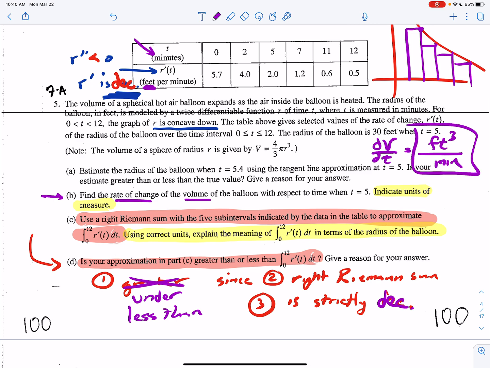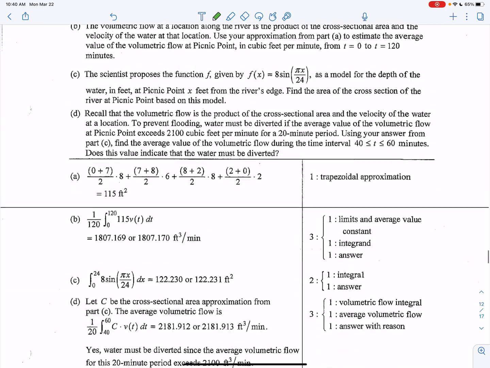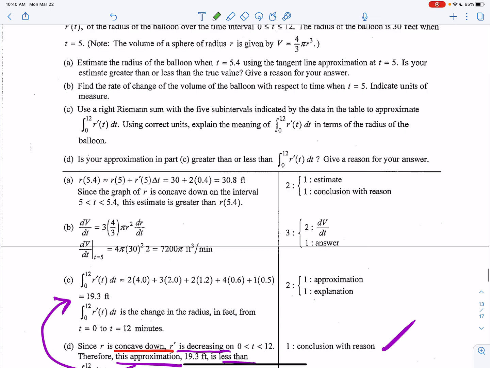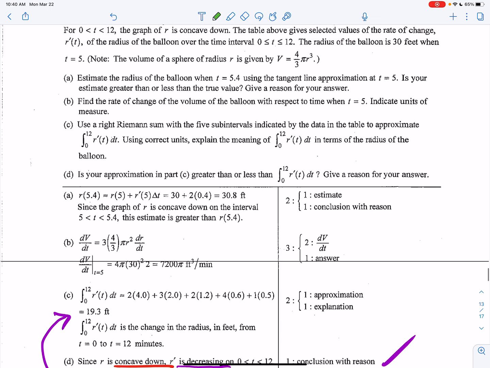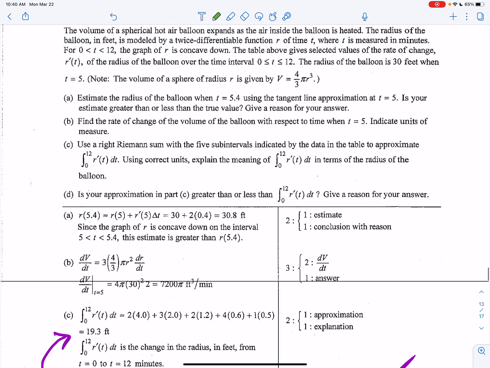Here's the cool thing about this. Even if you didn't get the first part, let's say you blank out, you have no idea how to find the rate of change of the volume of the balloon with respect to time, okay? Even though you can't do that, you could earn a point just for getting the units, okay? So take a look for 2007 here. Let me show you. 2007, where am I? Oh, in part B. Okay, indicate units of measure.